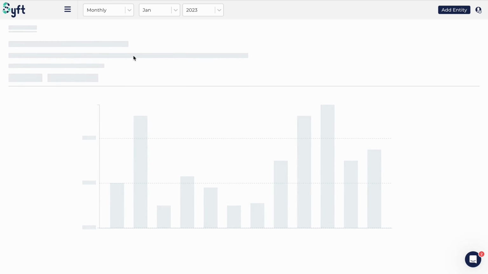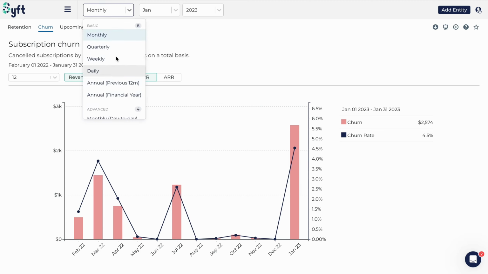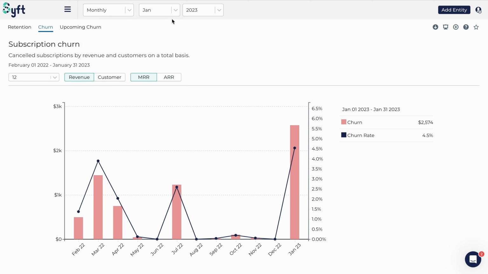And if you click on churn, it will take you to a graph which will show you your subscription churn for a required period. You can change the period at the top in the universal date selector. So we could change it to quarterly instead and change the time period. And we can also change the number of periods we look at over here. Again, we can look at churn in terms of either revenue or customers.